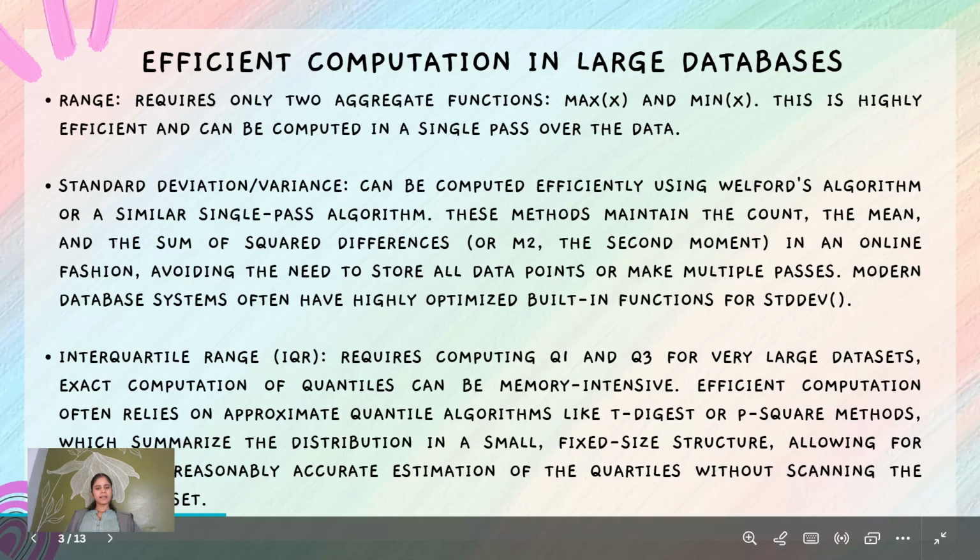The last one is the interquartile range, IQR. It requires computing Q1 and Q3 for a very large dataset. Exact computation of quantiles can be memory intensive. Efficient computation often relies on approximate quantile algorithms like t-digest or the P-square method, which summarize the distribution in a small fixed-size structure, allowing for quick and reasonably accurate estimation of the quartiles without scanning the entire dataset.